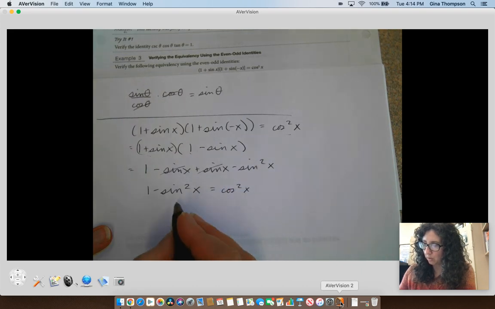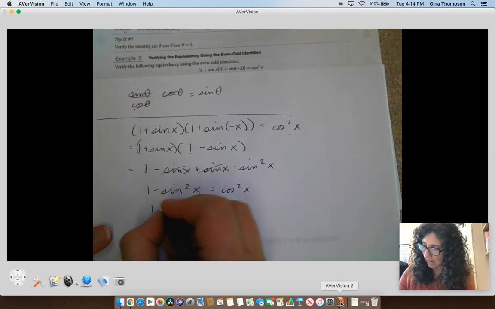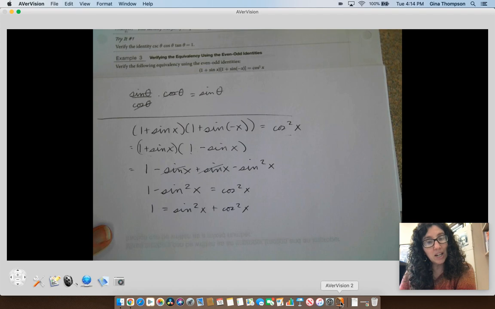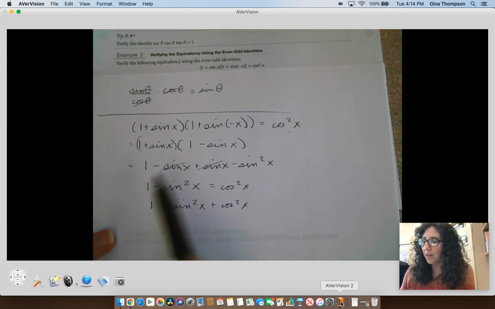Is that true? Well, yes. What if I just add sine squared x to both sides? That's my Pythagorean identity. Voila.